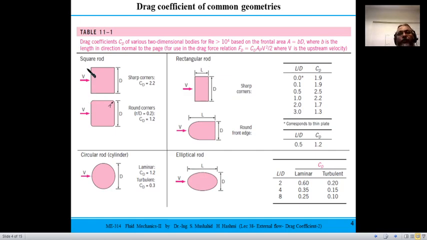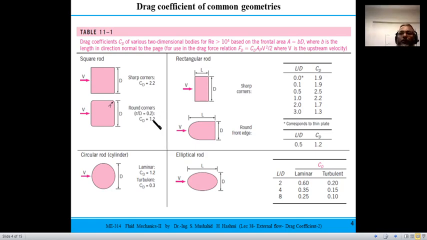So if you look at this, if you have a square rod of length B, and its vertical height is capital D, then for that range of Reynolds number, the average drag coefficient you observe is 2.2. Now keep D the same, but instead of sharp corners, if you have round corners, and the ratio of the fillet radius over diameter is 0.2, then your drag coefficient has been reduced from 2.2 to 1.2.